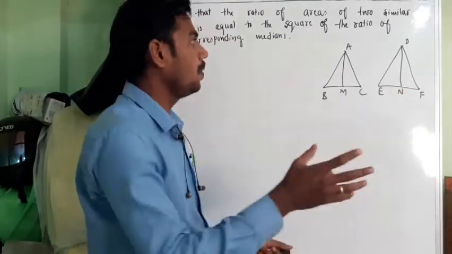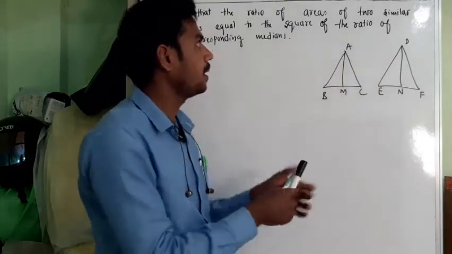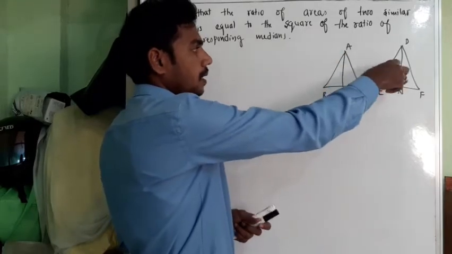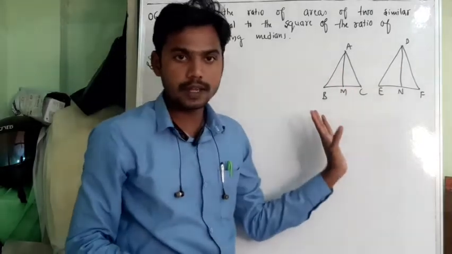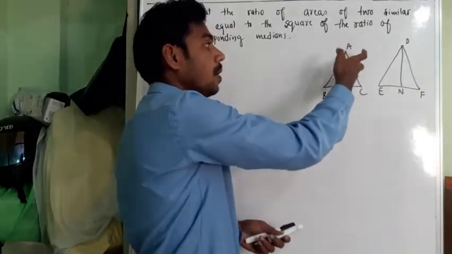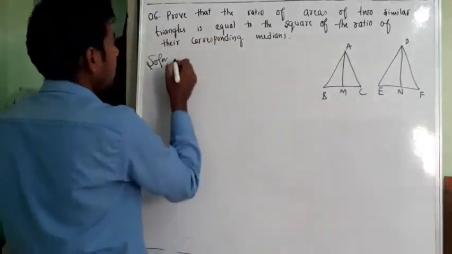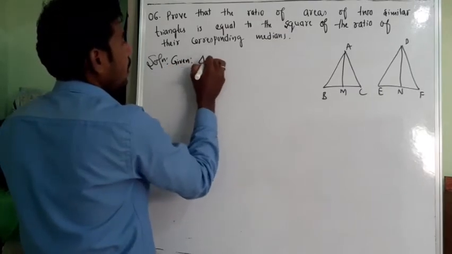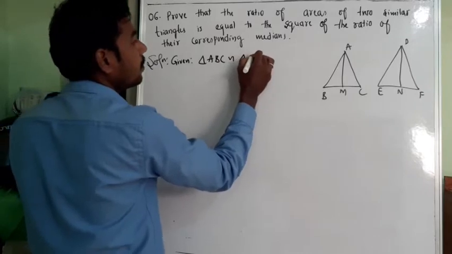We need to prove, since these two triangles are similar, that the ratio of area of these two triangles is equal to the square of the ratio of their medians. So how can we represent that? What is given to us? Given: triangle ABC is similar to triangle DEF.